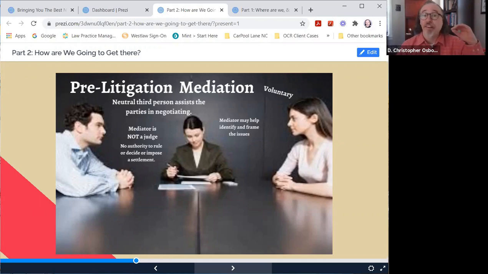And a mediator can at least help identify the issues, all those things that we talked about in part one, what has to be decided, because sometimes a couple may not have thought of all the different pieces of the puzzle. And the mediator can identify the issues with them, but the mediator is limited in a very important respect. They can't give any legal advice to either side.